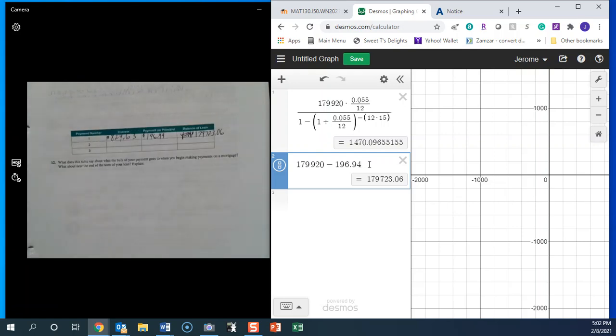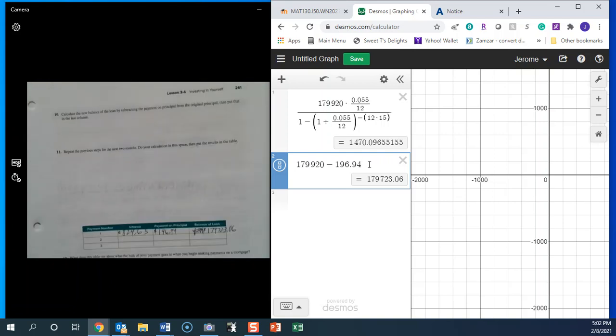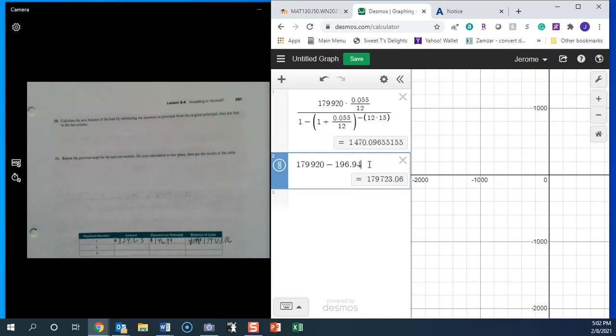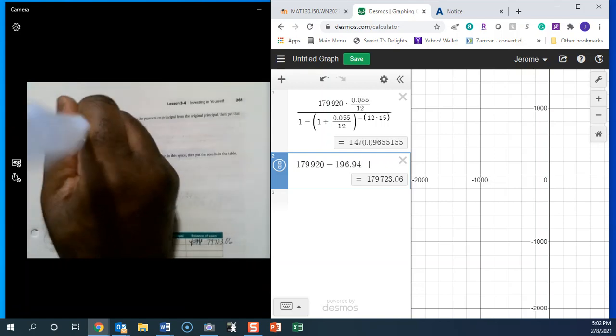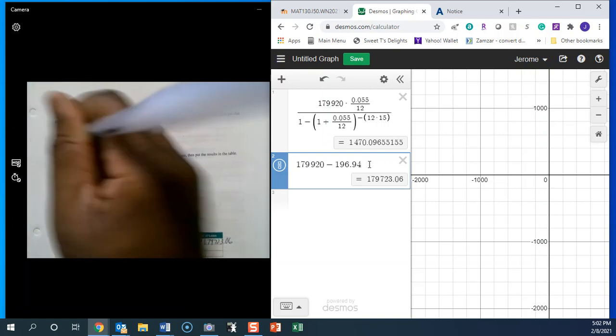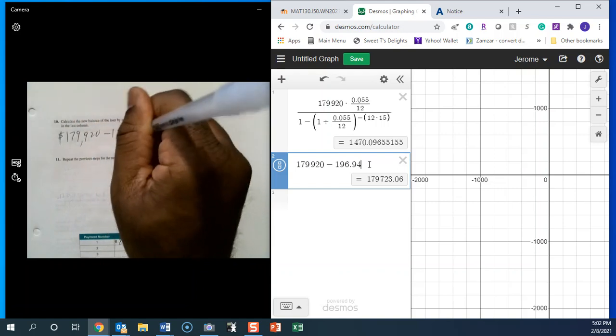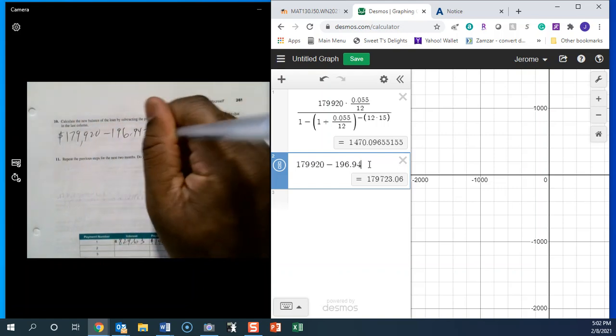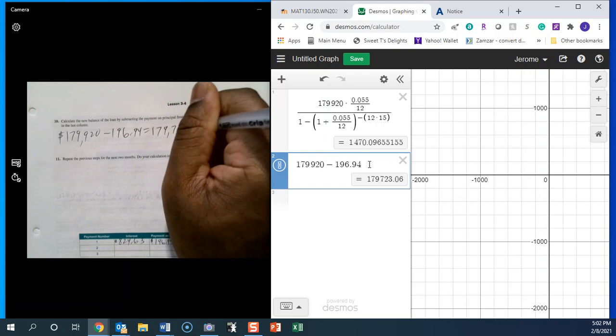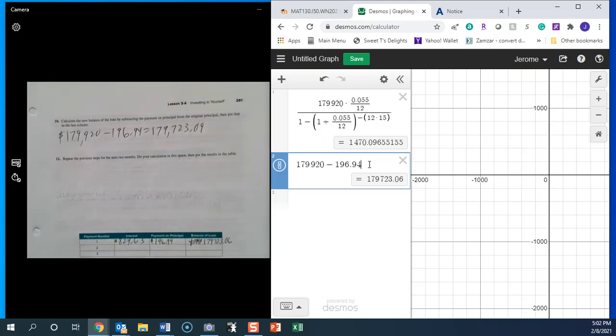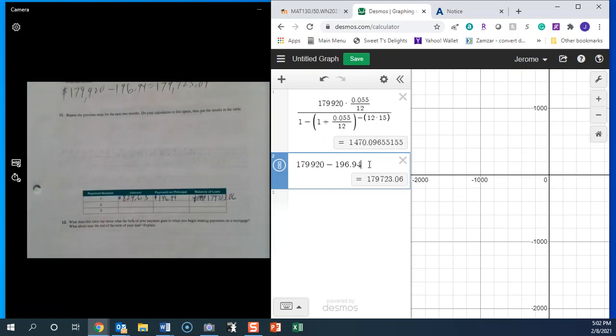All right, now this is the last page here, and we're almost done. So we go here to number 10. It says calculate the new balance of the loan by subtracting the payment on principal from the original principal, then put that in the last column, which we actually already did, but I'll write it out. 179,920 minus the 196.94, which gave us 179,723.06. Now it says repeat the previous steps for the next 2 months.